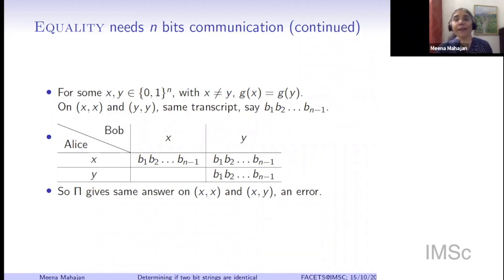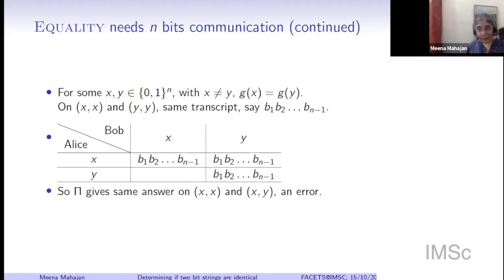Right? So if at the end of this transcript, Bob is going to announce the answer, whatever Bob announced here, Bob has to announce here. So Bob will have to say, yes, they are equal. Or if at the end of this transcript, it is Alice who announces the answer, well, Alice announced yes, equal here. So Alice will have to say yes here also. Basically, it doesn't matter who is announcing the final answer. Pi will have to give the same answer on XX and XY or on XY and YY. So somewhere an error is going to happen.